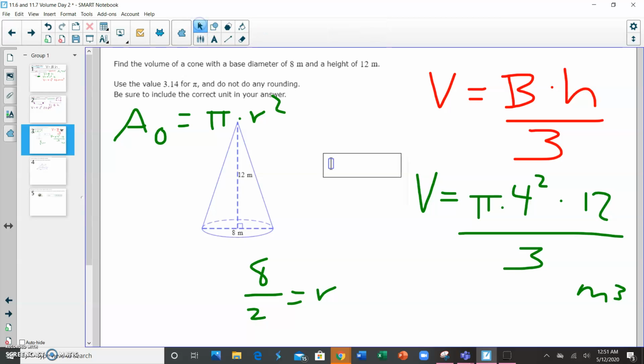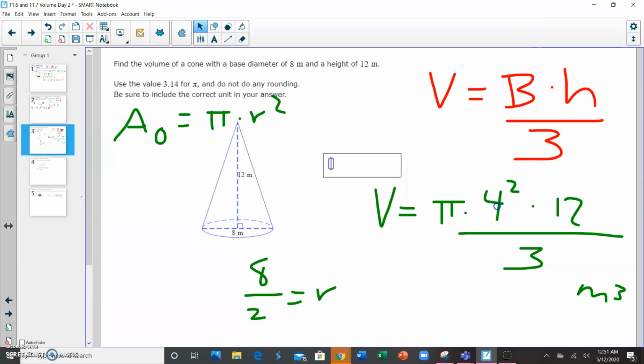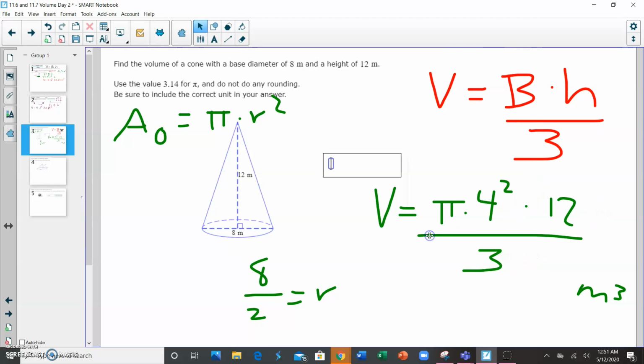Okay, and why am I dividing that by 3? We definitely already talked about that: because you can fit 3 cones into one cylinder. So then you would put in the 3.14. You do nothing to the rounding, so you simply put in 3.14 for pi. And then it says do not round anything, so you just leave your answer in the decimal that it's going to come in.